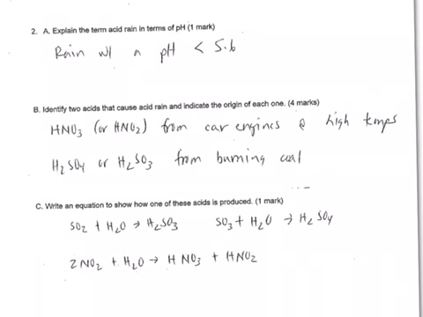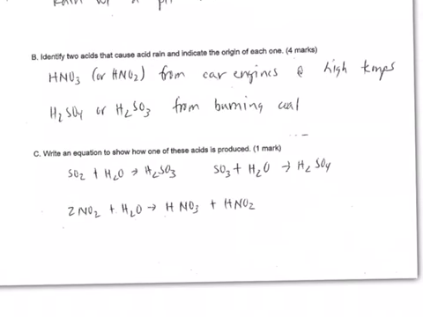Question number 2 says, explain the term acid rain in terms of pH. Rain is naturally acidic. Remember, it's because CO2 naturally combines with H2O in the air and forms H2CO3, which is carbonic acid. Carbonic acid is a weak acid. So naturally, rainwater is anywhere between 5.6 and generally around 7. And so we don't consider it acid rain until that pH drops below 5.6, because above 5.6 is normal, just the way planet Earth is set up.